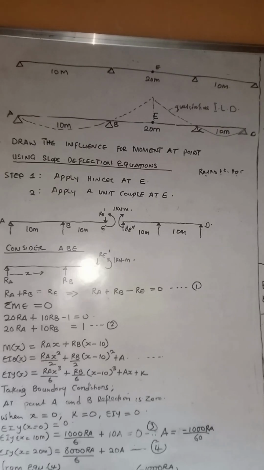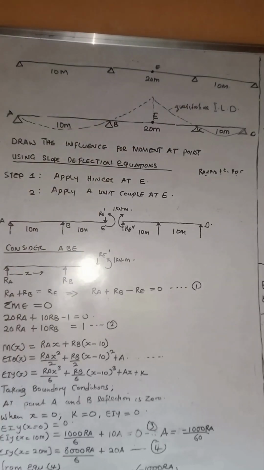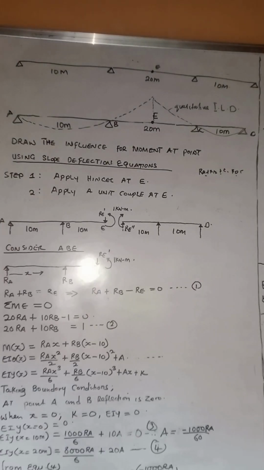All right, so we are going to look at influence lines for a continuous beam, and we are going to deal with the three-span continuous bridge. Now let's take a look at this beam. We'll have a 10 meter, 20 meter, and 10 meter span bridge. Now we want to obtain the influence line at point E for this three-span continuous bridge.